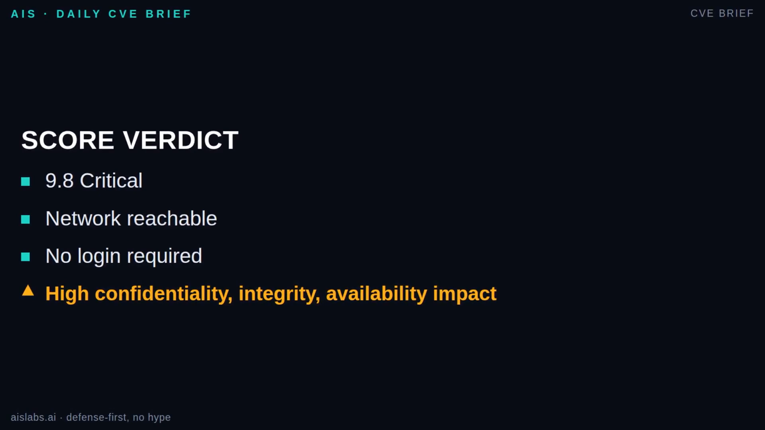The CVSS score is 9.8 critical, and the two metrics that matter most are reachability and authentication. The vector says network attack vector, low attack complexity, no privileges required, and no user interaction. So defenders should read this as, if the vulnerable service is reachable, exploitation does not depend on tricking an internal user or compromising an account first.